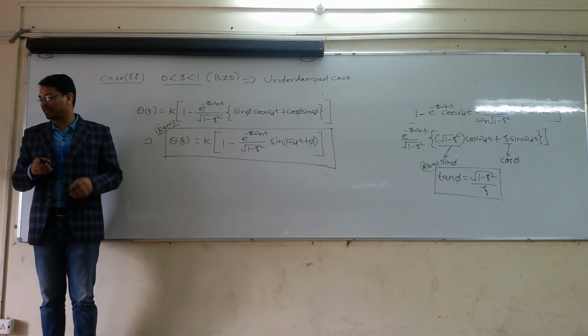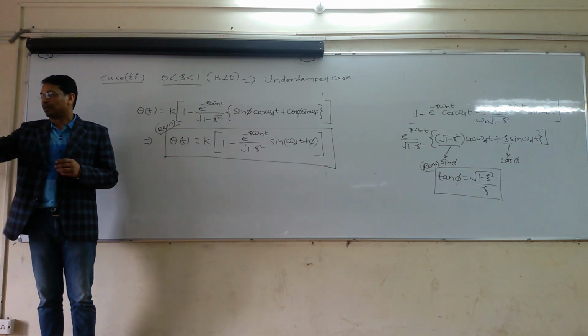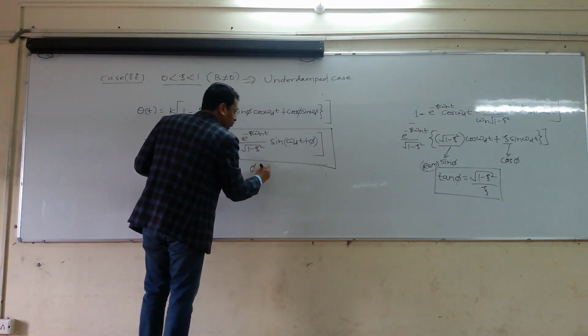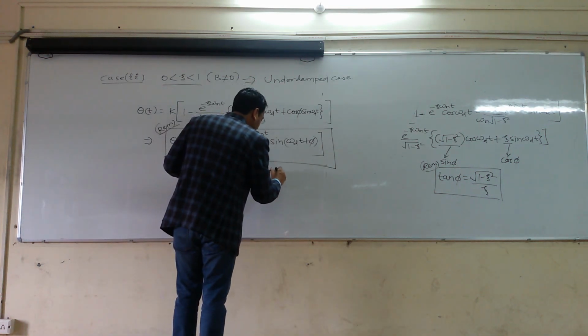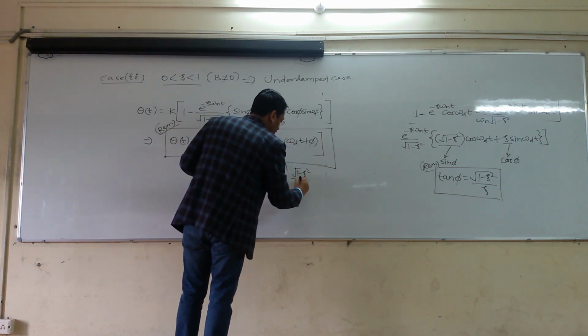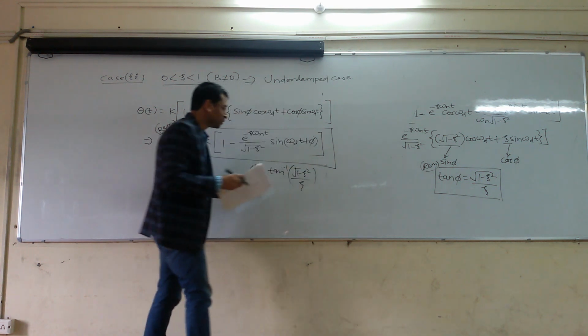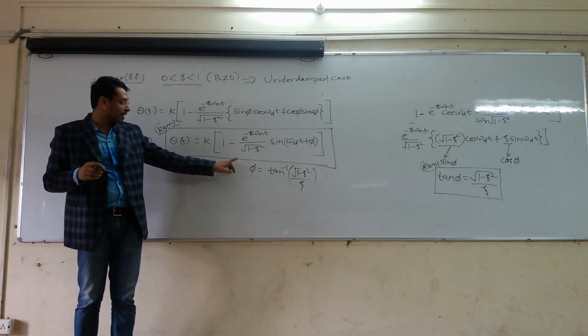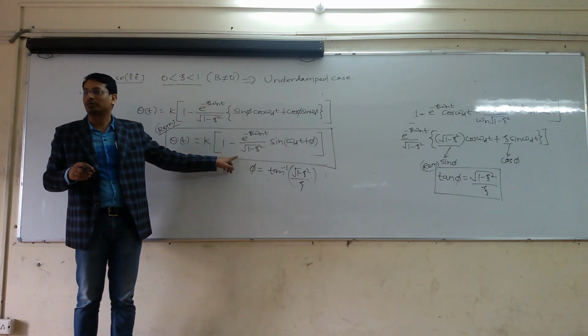Okay, so with this particular expression, we will end this class, where phi is equal to tan inverse of root under 1 minus zeta square upon zeta. With this particular expression, I am going to end this class and we will try to plot this complex equation in the next.